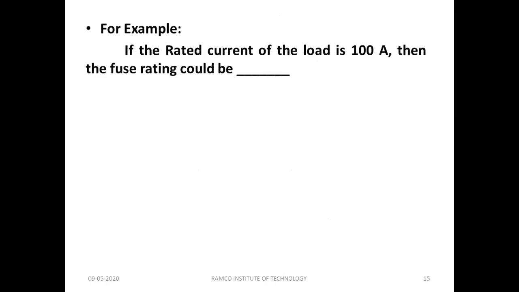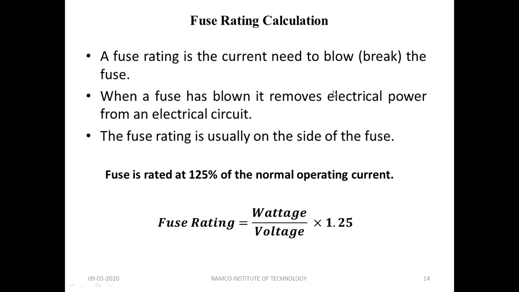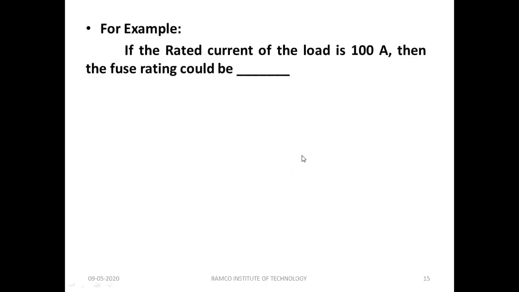For example, if the rated current of the load is 100 amps, then what would be the fuse rating? What is the formula? Fuse current rating is 125% of normal current, right? So 100 into 1.25, what will we get? 125 amps. That is the fuse rating. So if you want to protect your 100 amps load, you should put a 125 amps fuse rating. That means the fuse can allow 125 amps, above which the fuse will blow out, right?